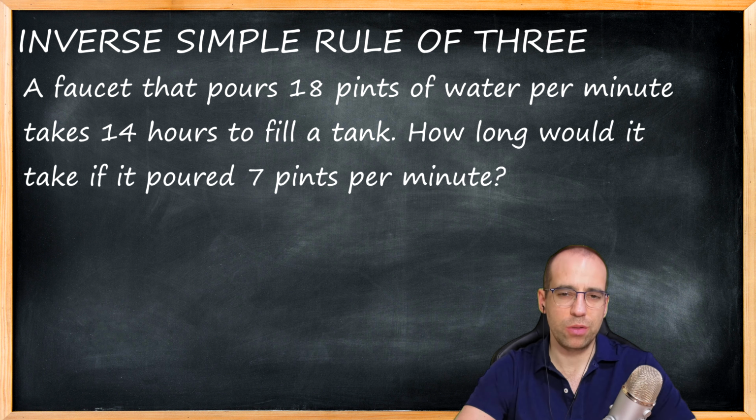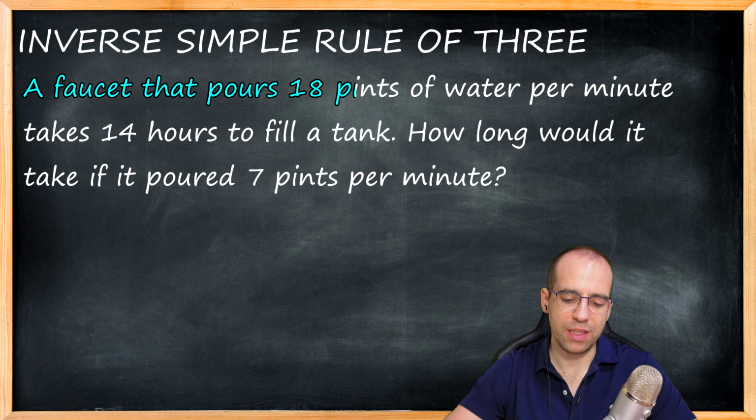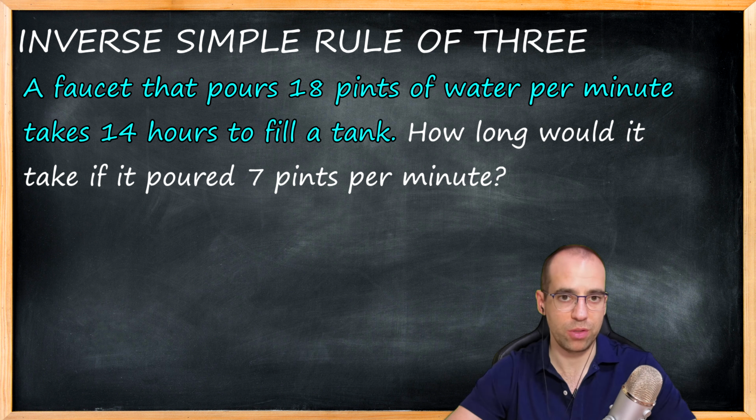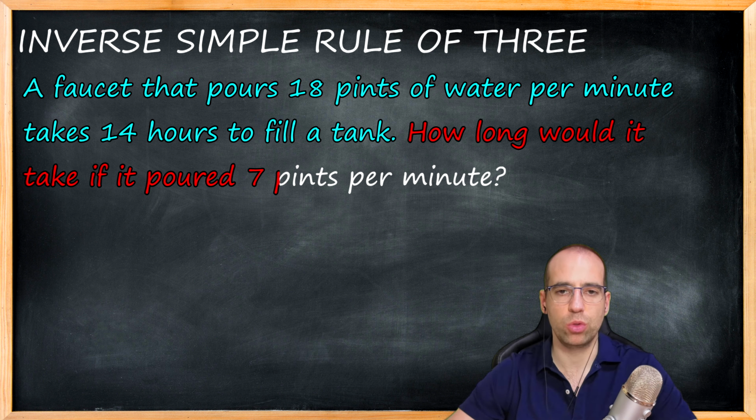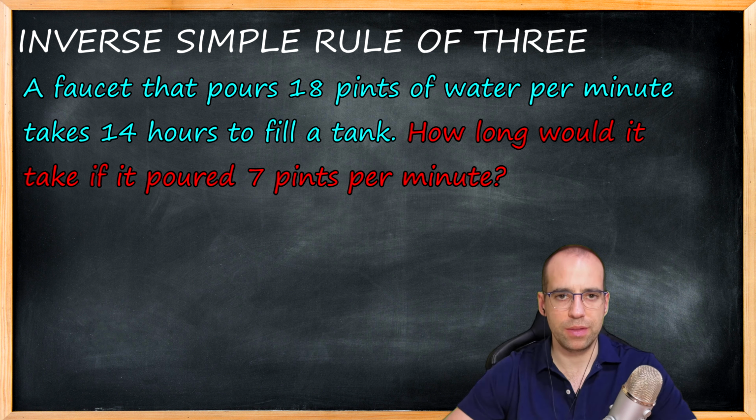Let's proceed in order. First, let's distinguish between the statement and the question within this problem. What is the statement? The part where all the data is given to us. That is, a faucet that pours 18 pints of water per minute takes 14 hours to fill a tank. Perfect. So what is the question? How long would it take if its flow rate were 7 pints per minute? Now we've distinguished within the problem the statement part from the question part.